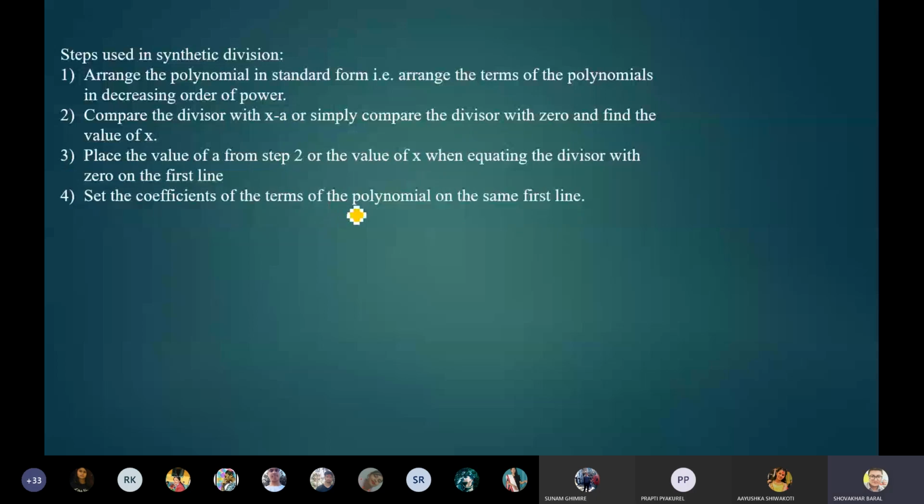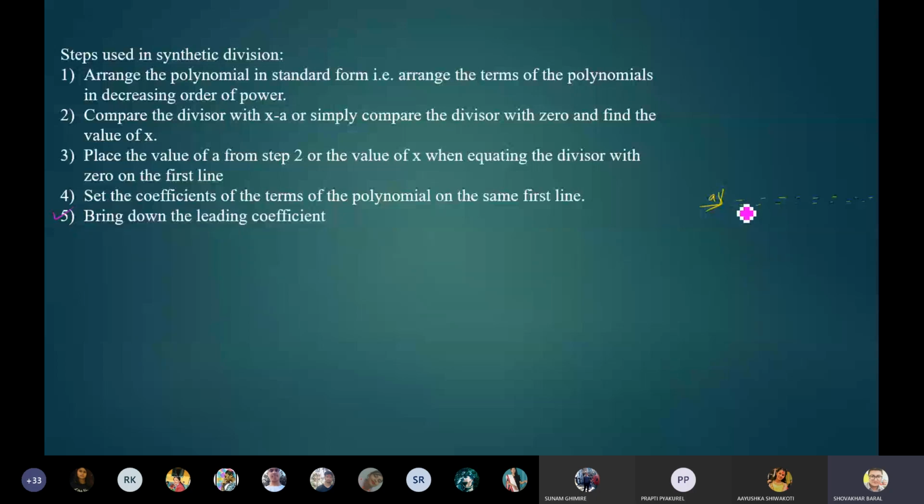Set the coefficients of the terms of the polynomial on the same first line. Where you will write the value of a, you need to write the coefficients on the same line. Just remember these steps. I just want you to have a clear idea of this concept. So if you write this a here, then behind that a you need to follow the same line with the coefficients of the variables.